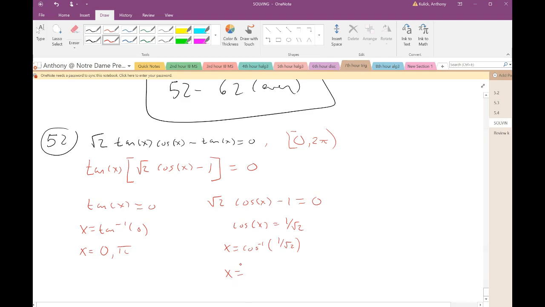I also noticed that cosine of 1 over the square root of 2 is a unit circle value. And you might say, no, it's not. Remember that 1 over the square root of 2 is the same thing as square root of 2 over 2, which is certainly a unit circle value. And that is at pi over 4, as well as 7 pi over 4.